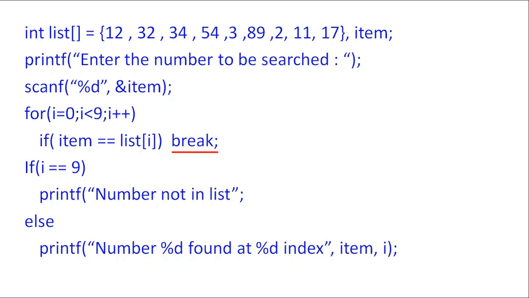Now we need to decide whether we found the number or not based on the current value of i. So we use the value of i in the if condition. If i has reached 9, that means the loop ran fully and we could not locate the number. So the output will be number not found. But if the value of i is less than 9, that means the break was executed during some iteration and we found the number somewhere in the list. So the program will print the number found at the index with the value of i.